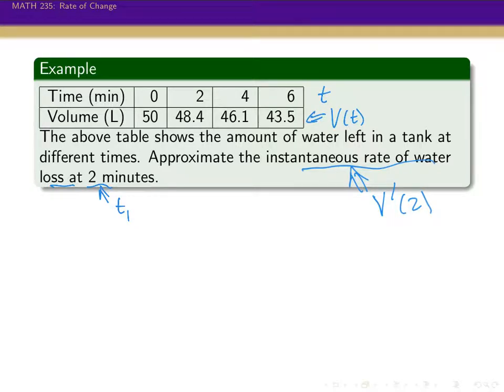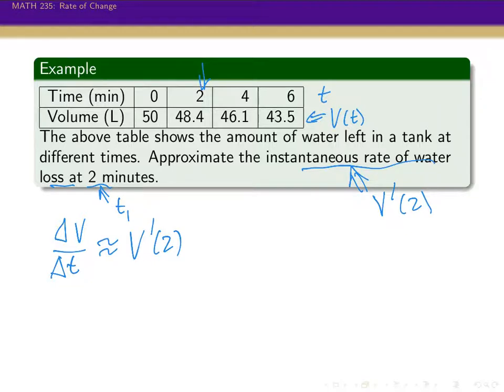Okay, and so we see that the top is in intervals of 2 minutes, and so we want to figure out what the average rate of change is. Well, really, the instantaneous rate of change at 2, and so we're going to use average rates of change to approximate it. Okay, and looking at this table, we have a couple different choices to do it. So we're always going to be using the fact that delta V over delta T is going to be about equal to V prime of 2.